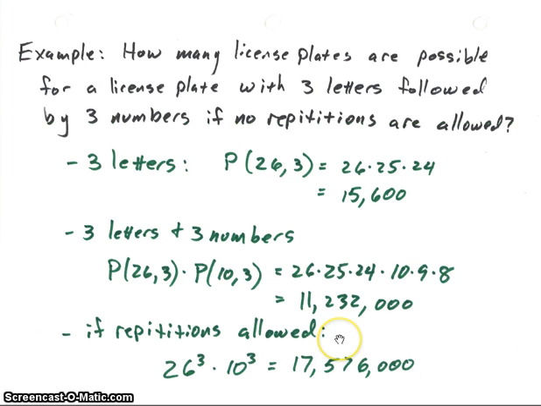Now if we allowed repetitions, so in other words we could have a license plate AAA000, then we have a different number of possibilities. In this case, we would have 26 cubed for the possibilities for the letters, and then 10 cubed for the possibilities for the numbers. And the total number for that ends up being 17,576,000. So a big difference there if we allow repetitions.